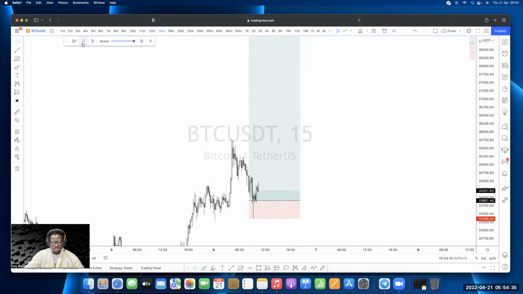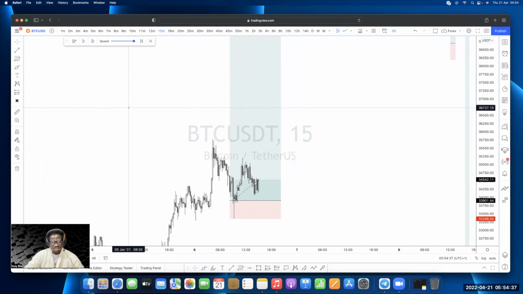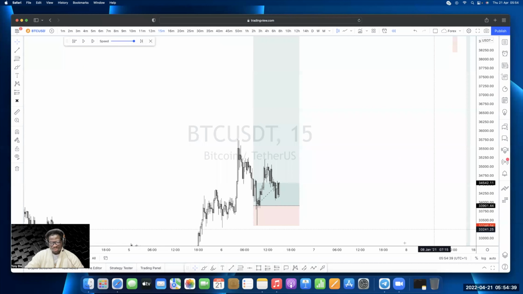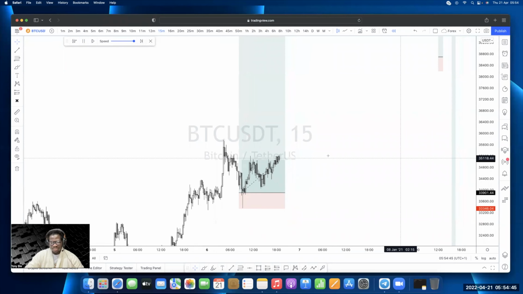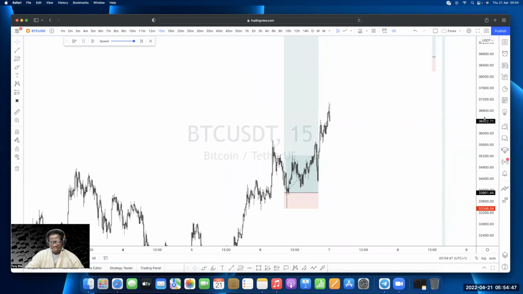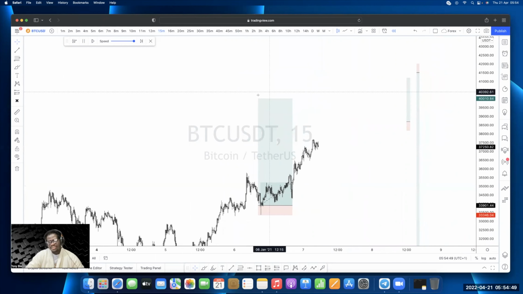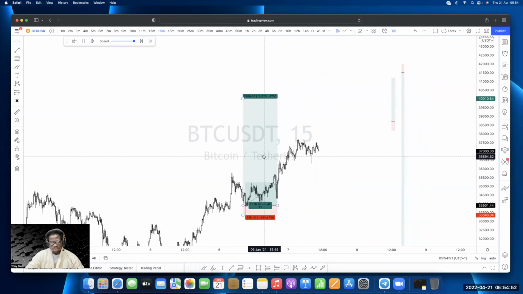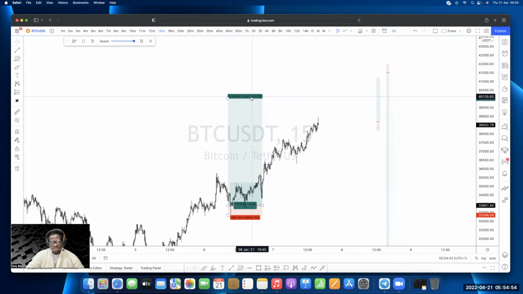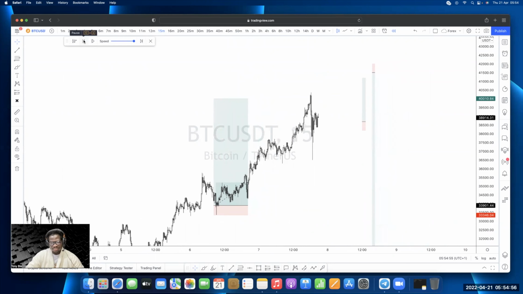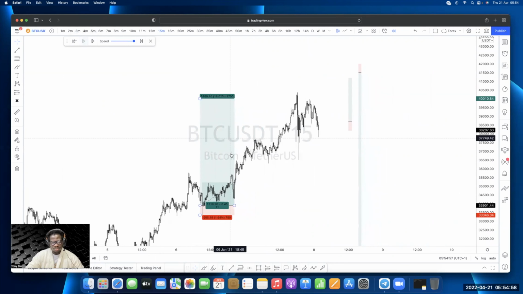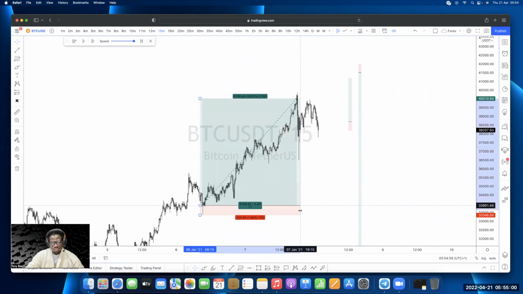Okay, so boom, whoo, that was close. As you can see, came very close to stop loss, but didn't hit stop loss. And then what happened? Boom. Price went all the way to the upside. This gave like a 1 to 11 risk to reward for me. So right before this big drop, it hits the target of 1 to 11.